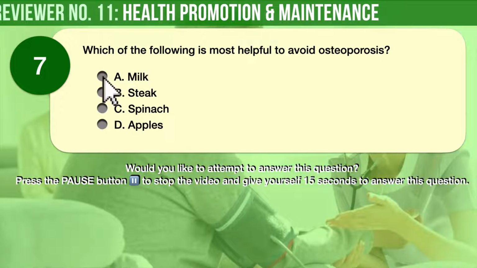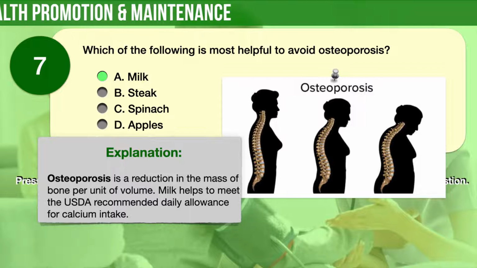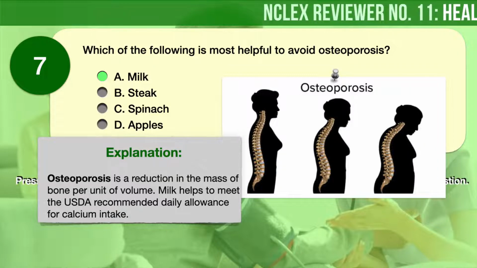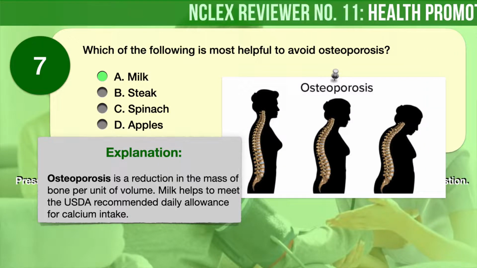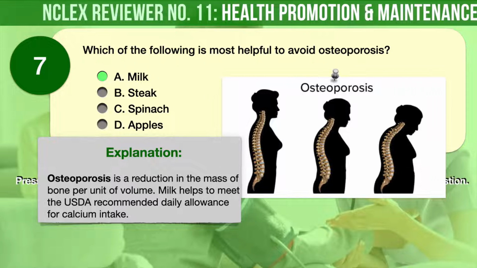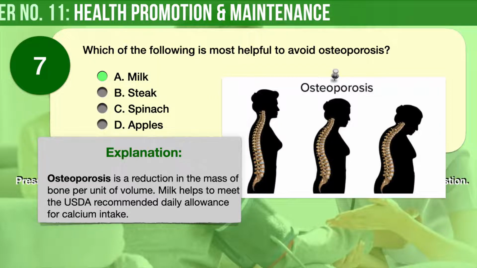The correct answer is A. Milk. Milk helps to meet the USDA recommended daily allowance for calcium intake. Osteoporosis is a reduction in the mass of bone per unit of volume. Vegetables, such as turnips, spinach, and broccoli, are good sources of calcium, but they are not as high in calcium as milk products.